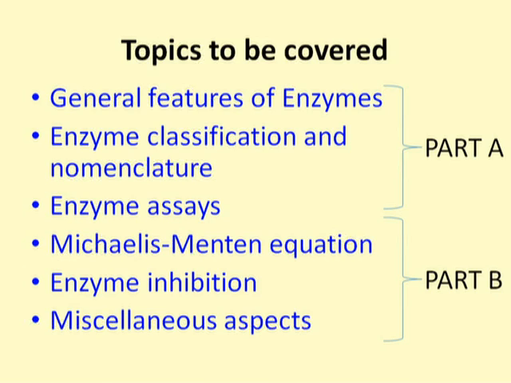Part 1 will cover general features of enzymes, enzyme classification and nomenclature, and enzyme assays. Part 2 will have Michaelis-Menten equation, enzyme inhibition, and certain other miscellaneous aspects about enzymology. In both these topics, I will give some important aspects or concepts which have to be remembered and understood by the student, followed by some problems related to that particular topic and the solution to that problem.